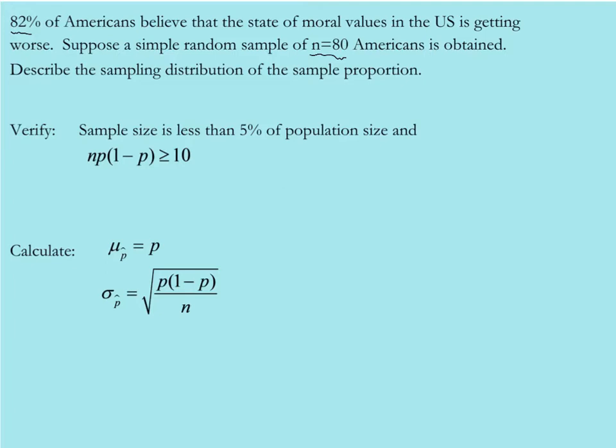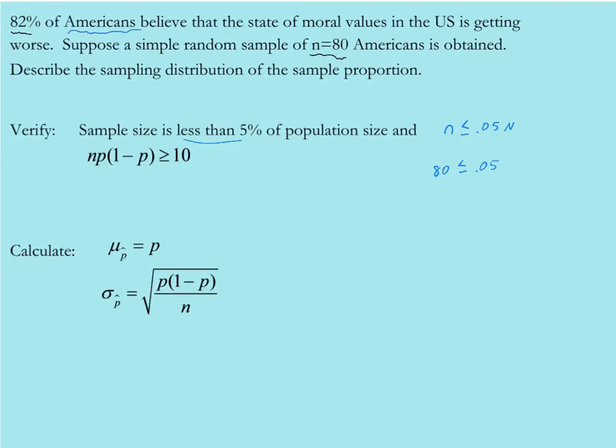So first thing that we're going to do is verify our two pieces that we have to check off. Is my sample size less than 5% of the population? So is little n less than or equal to 0.05 times big N? Well, little n is 80. And capital N, you look to the problem to figure out what the population is, and it's the second word there, 82% of Americans.